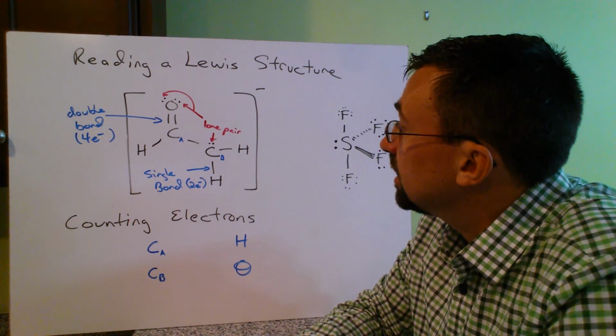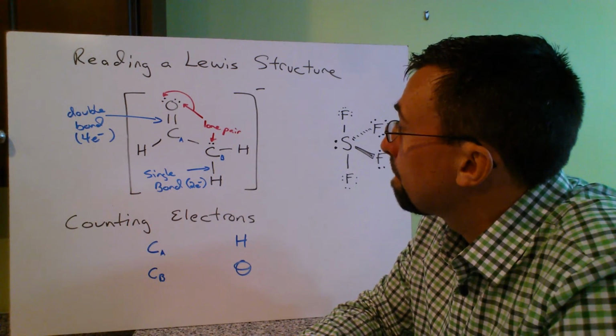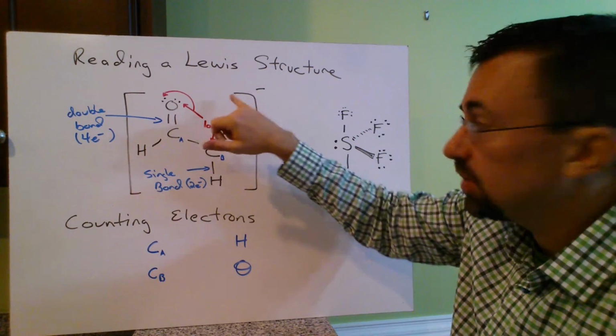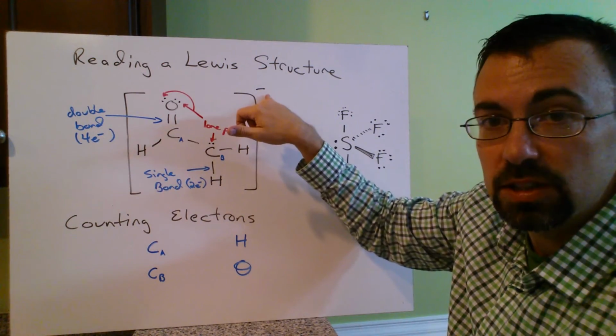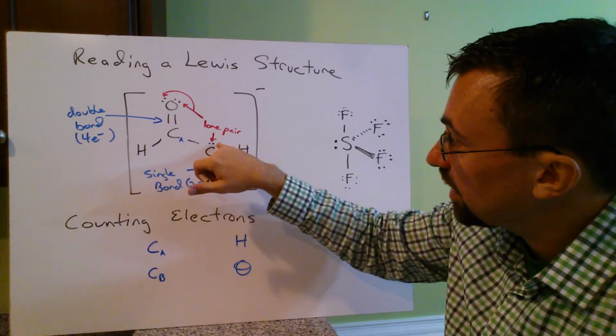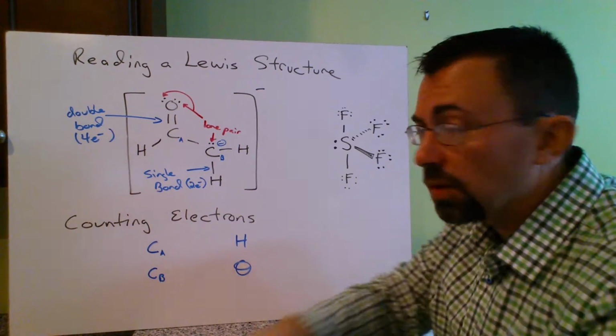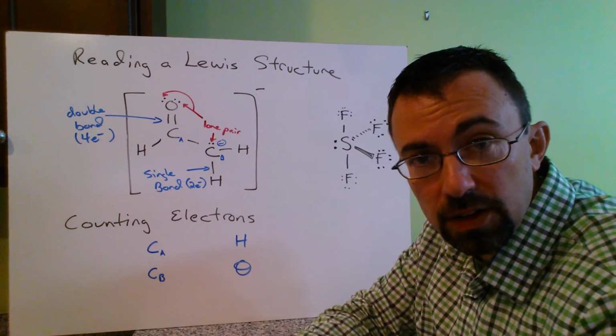Anything else to talk about here? I don't think so. Oh, if there's a charge, a lot of times we'll put the whole molecule in brackets and they'll put the charge up here. More specifically, you could center it on an atom like carbon if you wanted to. If you want to be specific about where the charge is, that would be a fine way of representing the molecule as well.